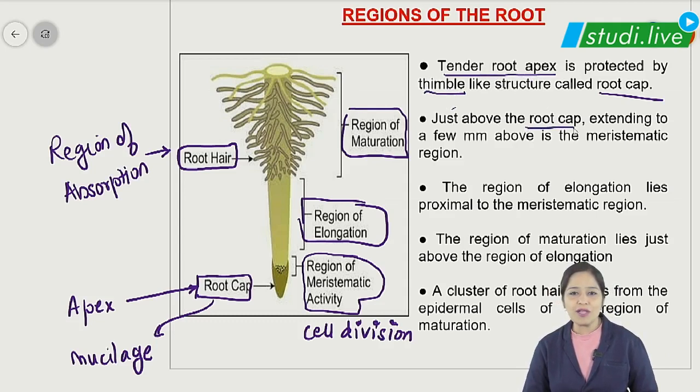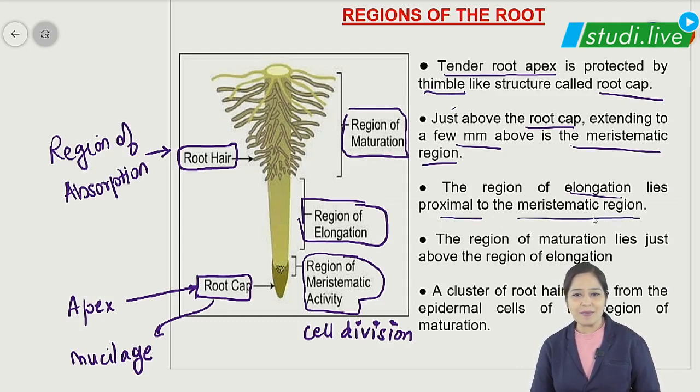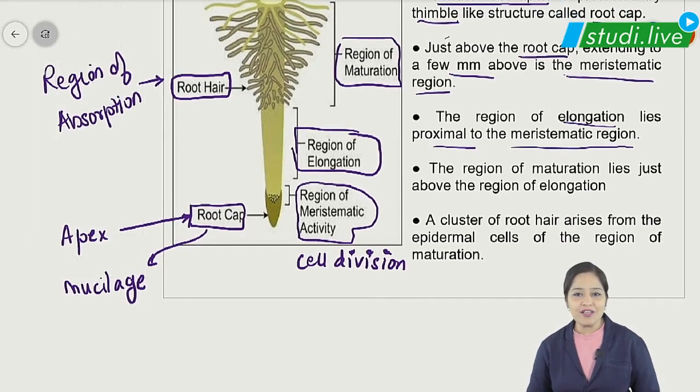Just above the root cap, we have the region extending a few millimeters, which is known as the meristematic region. The region of elongation lies proximal to the meristematic region, which means above the meristematic region we have the region of elongation. Then the last region is the region of maturation, which lies above the region of elongation.